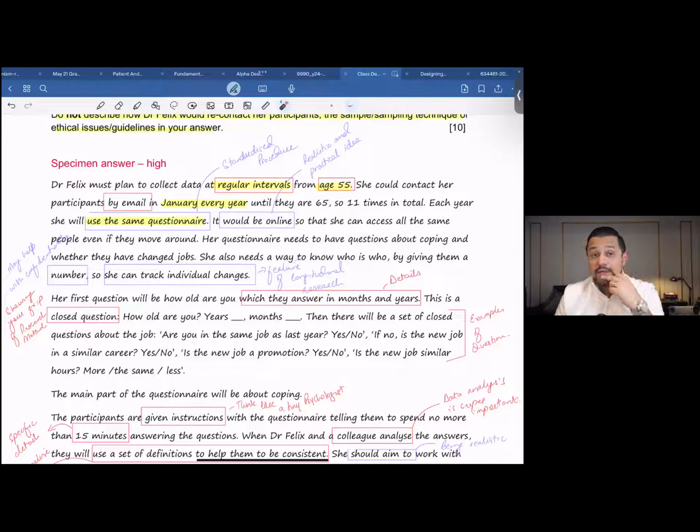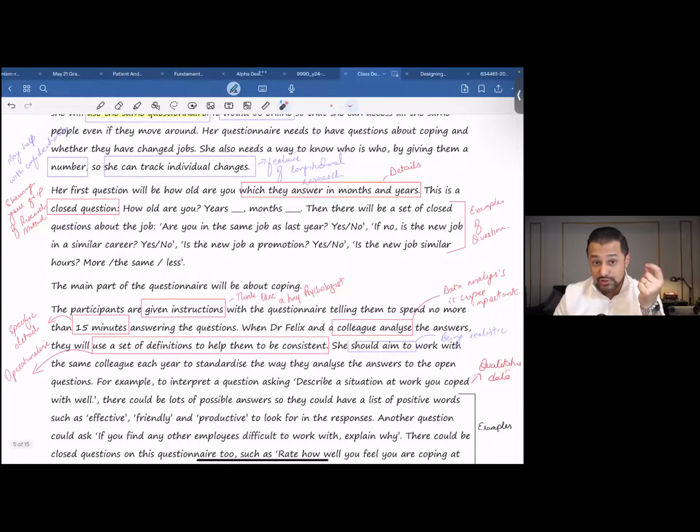Remember when I was defining a longitudinal study, or when I was trying to explain it to you in a simplistic form, what I had said was a longitudinal study is a study that is conducted for a long and extended period of time, provided there are developmental changes that are recorded. Or so, like this says, so that she can track individual changes. The first paragraph ends here. Moving on to the second one.